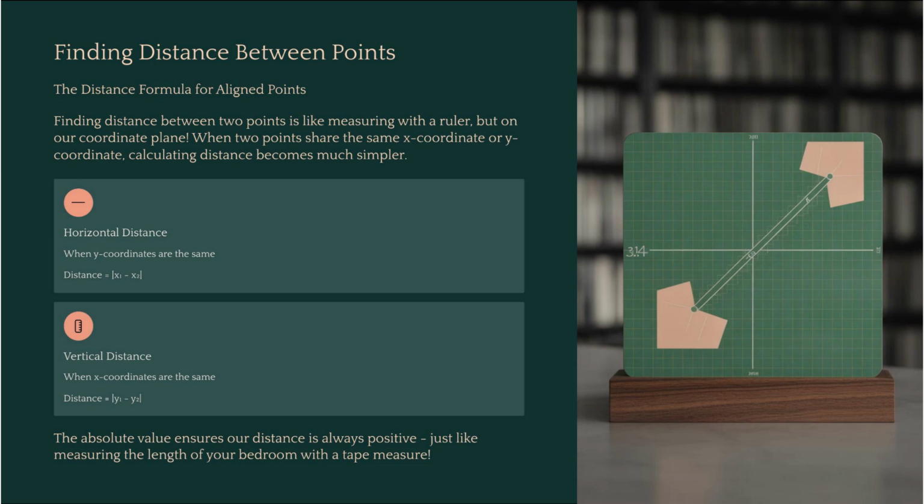One of the most important things we do with the coordinate plane is find the distance between two points. We can only do this directly if the points are on the same vertical line, sharing an x-coordinate, or the same horizontal line, sharing a y-coordinate. The distance is found by taking the absolute value of the difference between the two non-shared coordinates.